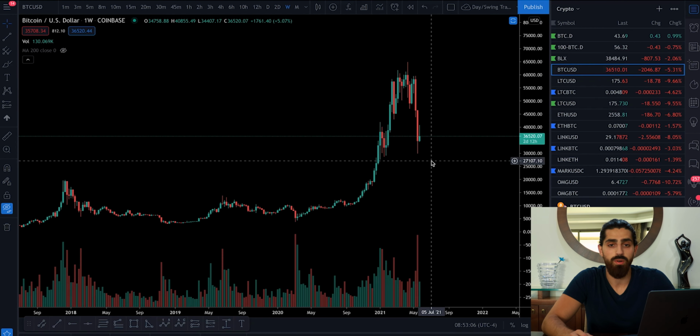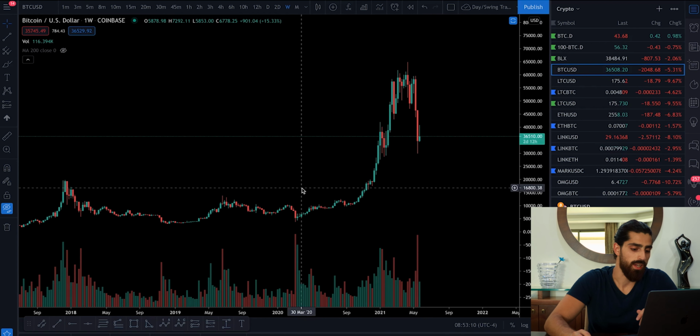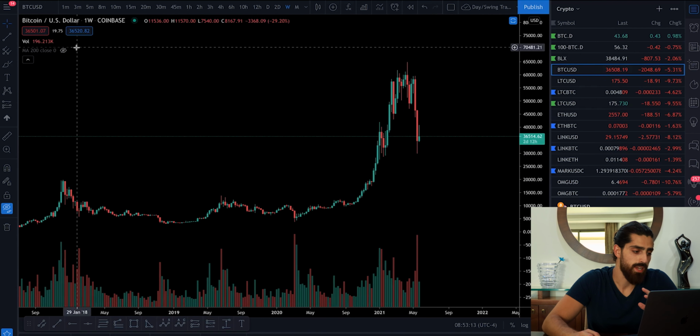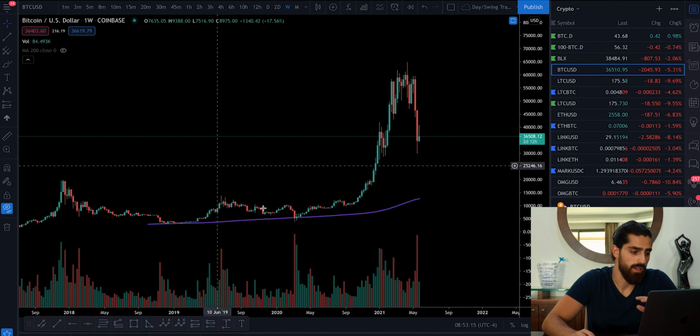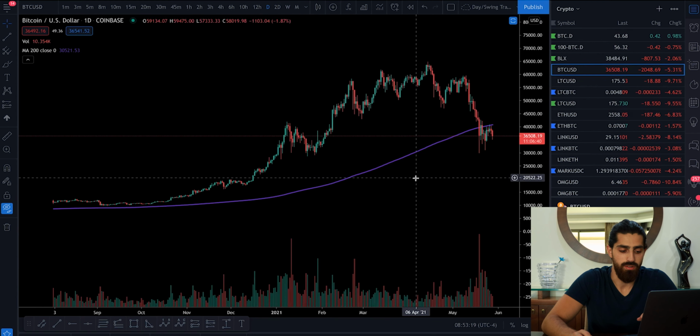Now let me start with the bad news, which is the scenario where Bitcoin is going to go down and keep going down in the future and potentially reach 20k. And the reason why I'm saying this is because of this thing right here, and that is the purple line, which is the 200 moving average.